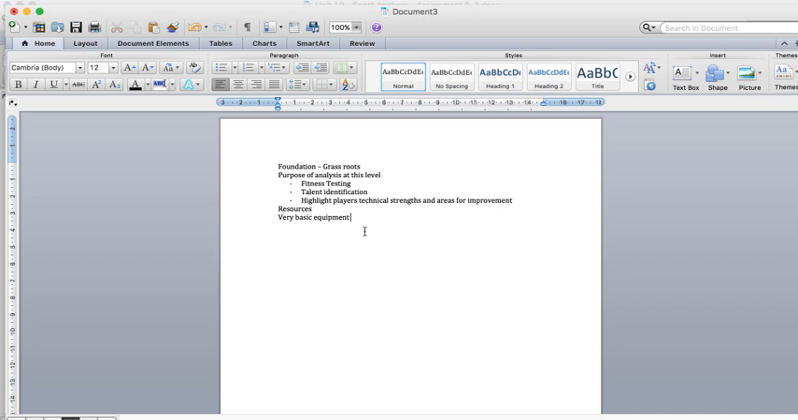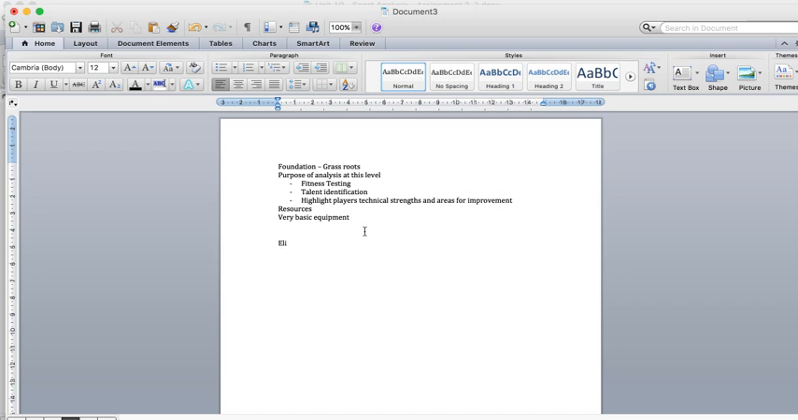In terms of talent identification, what have you got? Have you got scouts? No, you don't have scouts at this level, so it's about coaches, and usually the coaches at this level are volunteers, so they have limited time to be able to go and watch players or to do this kind of process. And then if you look at the highlight players' technical strengths and areas for improvement, you might do some observational analysis as a coach. So you might, when your players are playing on a Sunday in a Sunday league game, for instance, you might just do some notational analysis or give them some feedback on what you've observed. So it's very, very basic at this level.